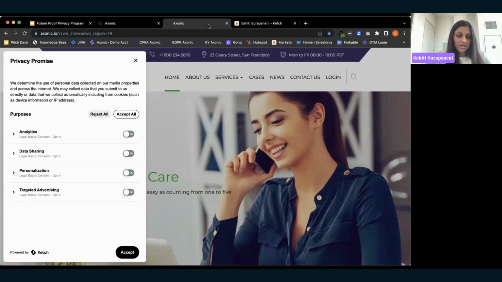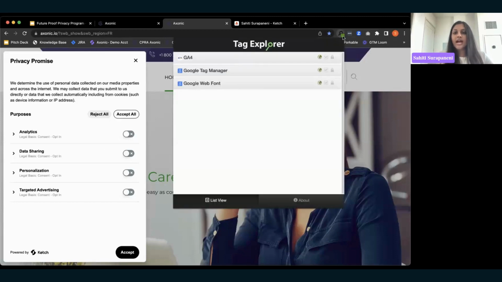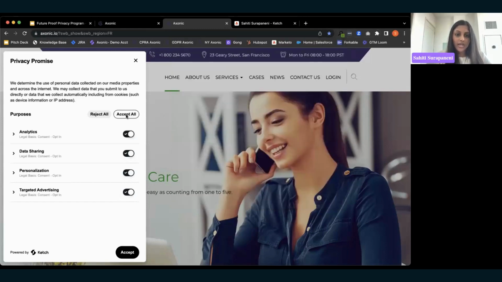Now, under GDPR, because the consumer, I right now as a consumer, have not opted in to any of these 4 purposes, such as the purpose of analytics, data sharing, personalization, and targeted advertising. If I go to a tag explorer, this is just a browser extension, as you can see, the only tags firing on the page right now are the essential tags. Various third-party tags that could potentially capture my data or collect my personal data of any sort are not firing on the page currently. Now let's go ahead and hit accept all and see what happens.